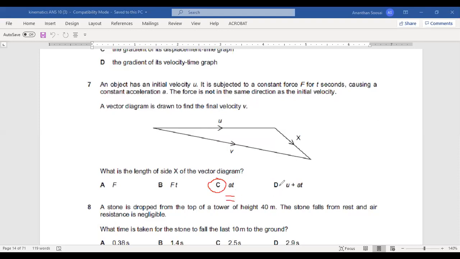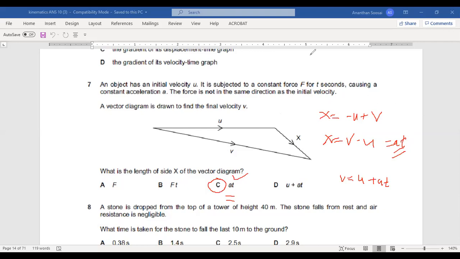Should be C. Why C? X equals to, from the diagram, negative U plus V. Yes, it's negative U plus V. So X is actually V minus U. So the kinematic formula, V equals U plus at, so V minus U is actually at, acceleration times time. So C stands. Good. So this question is a vector diagram. X is negative U plus V, so V minus U, so it's at.